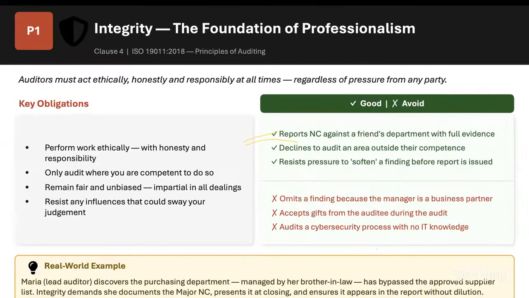Then avoid omitting a finding because the manager is a business partner. Accept gifts from the auditee during the audit. We are going to talk about this gift policy. Audit a cybersecurity process with no IT knowledge. Those are the good and the bad part when it comes to integrity. So let's move on.